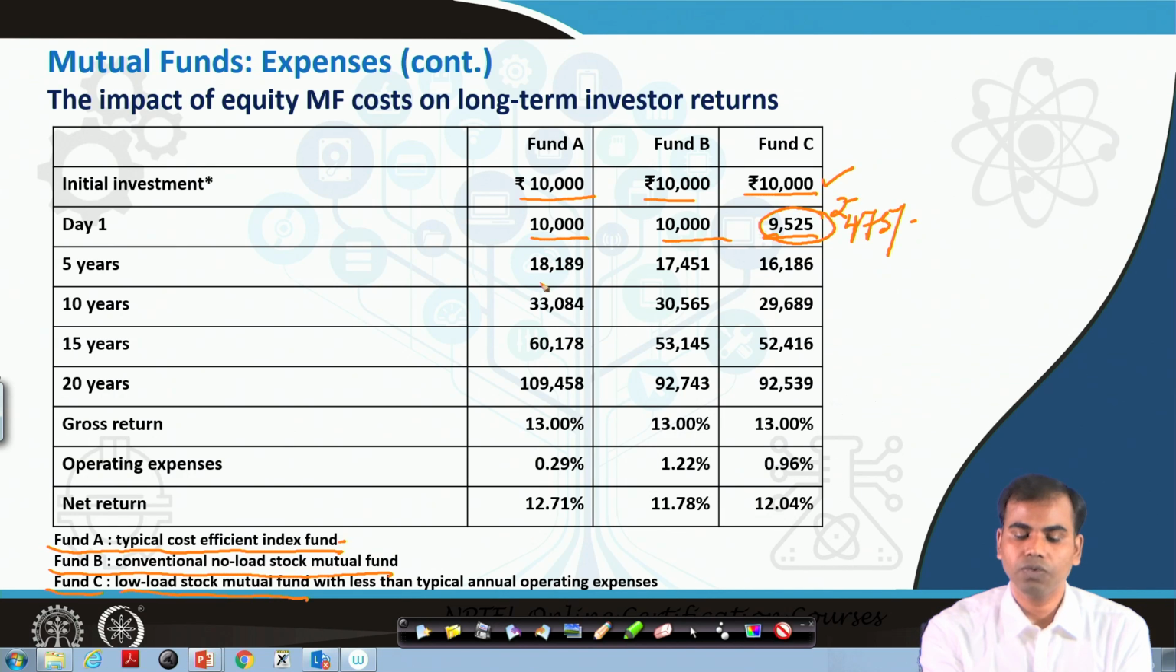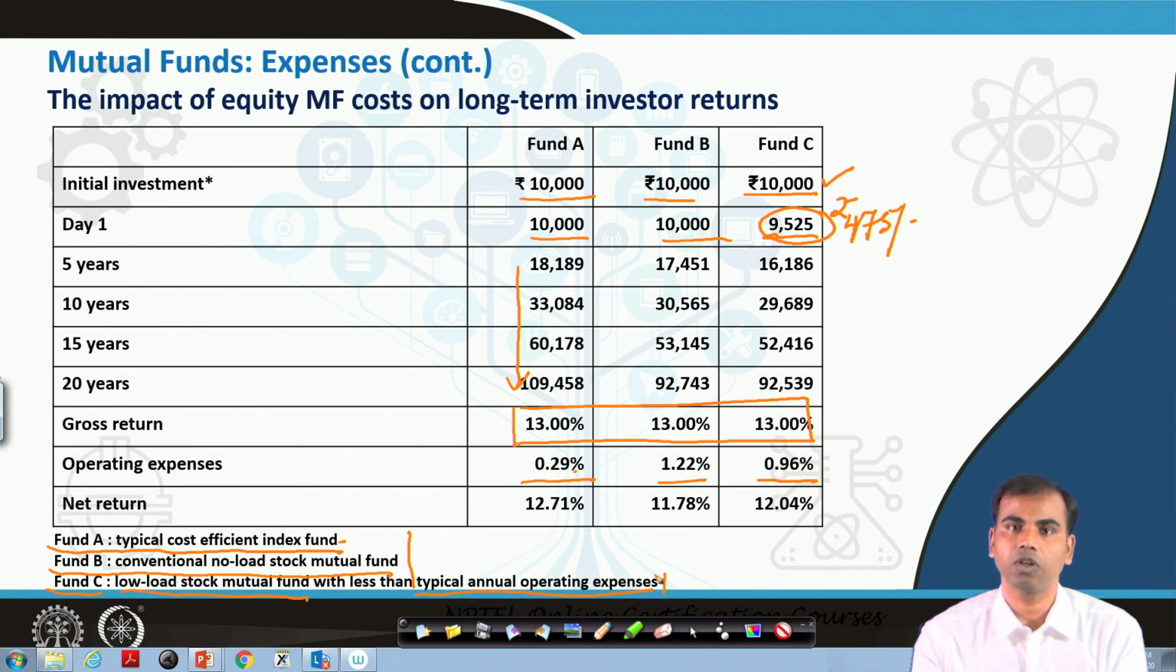If you stay invested for 5 years, the value keeps on increasing, and likewise for 10 years, 15 years, 20 years. If we assume that the gross return on these three funds is the same, that is 13%, because of their unique characteristics, the operating expenses would vary. In the first case it is 0.29%, in the second case it is 1.22% and in the third case it is 0.96%, because it is a low load stock mutual fund with less than typical annual operating expenses. So, the net return available to the investor who has invested 10,000 rupees in the beginning is going to be 12.71% in case 1, 11.78% in case 2 and 12.04% in case 3.